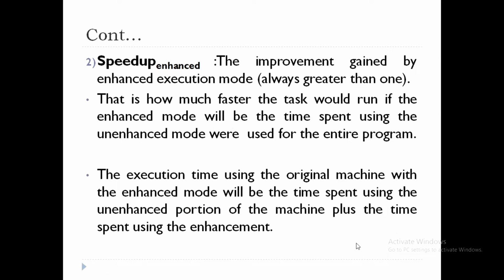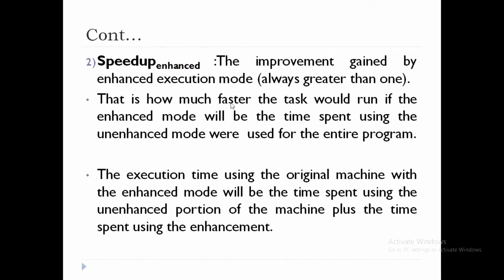Next factor is our speedup enhanced. It is the improvement gained by enhanced execution mode. That is how much faster the machine or the processor improved due to the particular enhancement that they gained. That is actually the speedup enhanced.